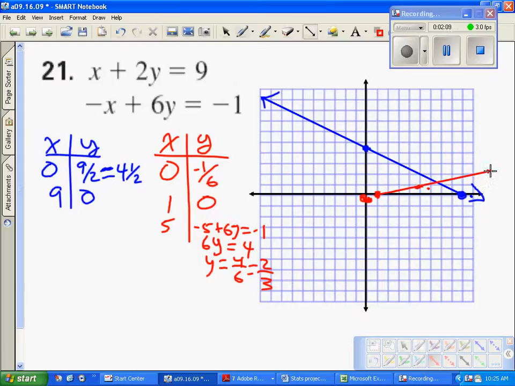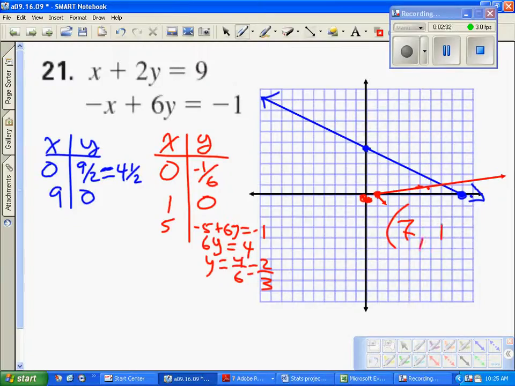Right there. And I think if you do this right, you'll see that the intersection is, I need to be more careful when I plot that, don't I? From here, the intersection ends up being right there at, what is that, 2, 4, 6, 7, 1.